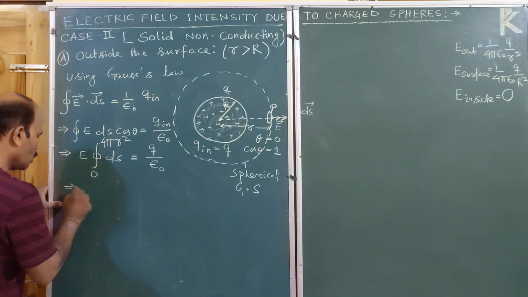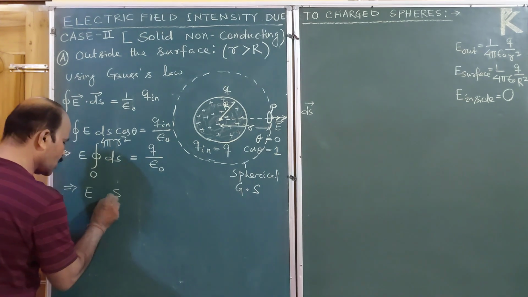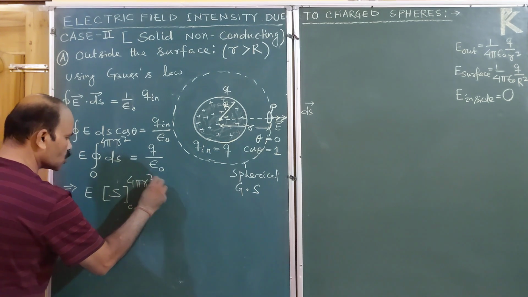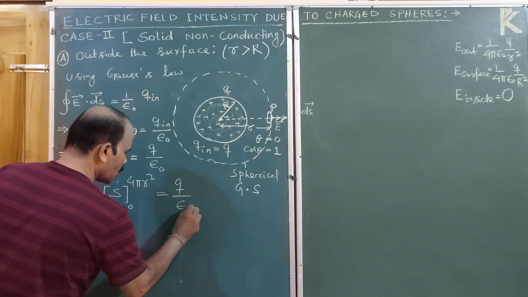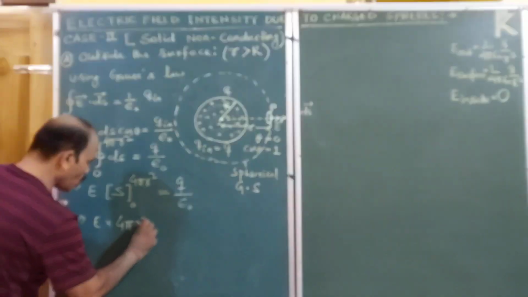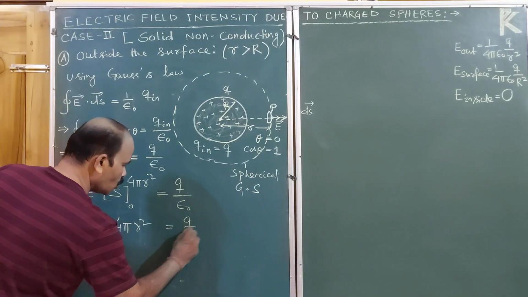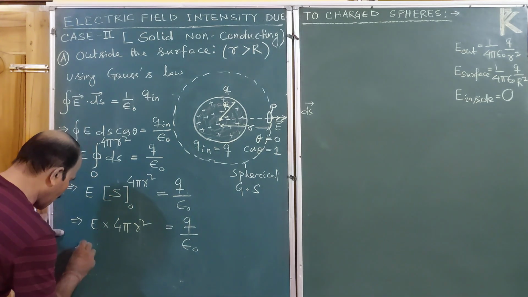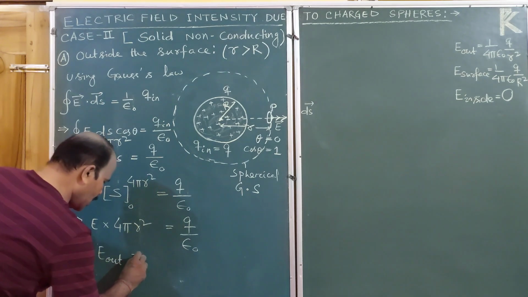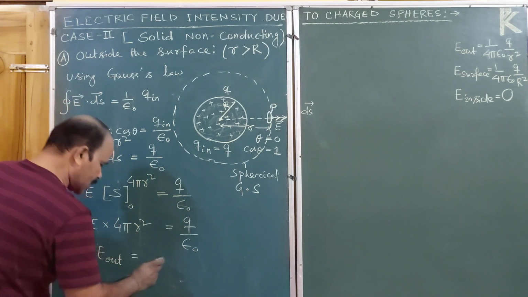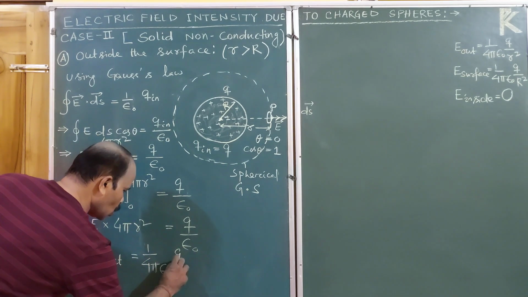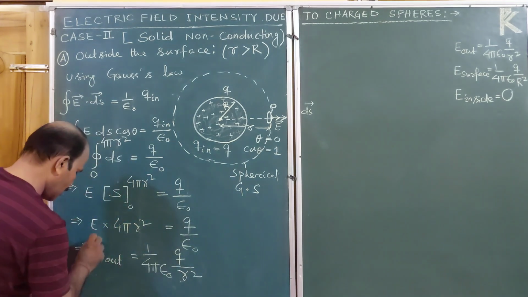Now integrate. Integration of ds is S, with limiting value running from 0 to 4 pi r square. So E multiplied by 4 pi r square minus 0 is equal to Q divided by epsilon naught. This implies E outside will be equal to 1 divided by 4 pi epsilon naught times Q divided by r square.